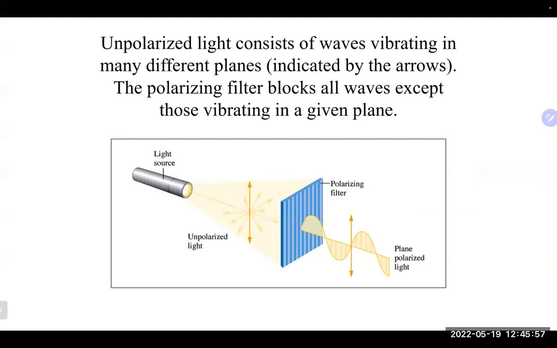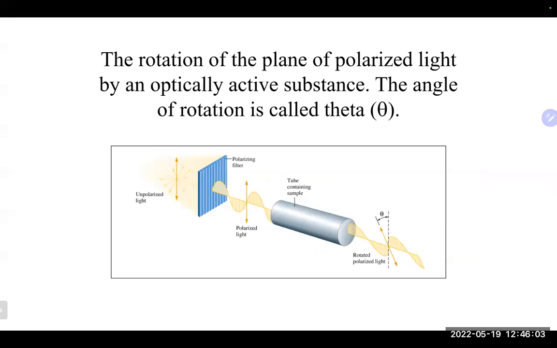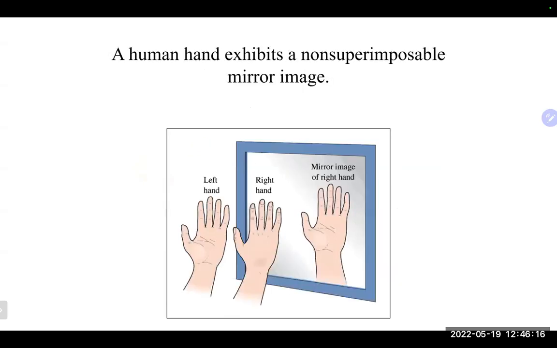So plane polarized light is light that goes through a filter and gets separated out. If you have your sample, it could rotate the light at a certain angle, which you can measure. We're not going to do any of those types of calculations, but these types of compounds have the ability to rotate that light. There's your hand mirror type of thing.